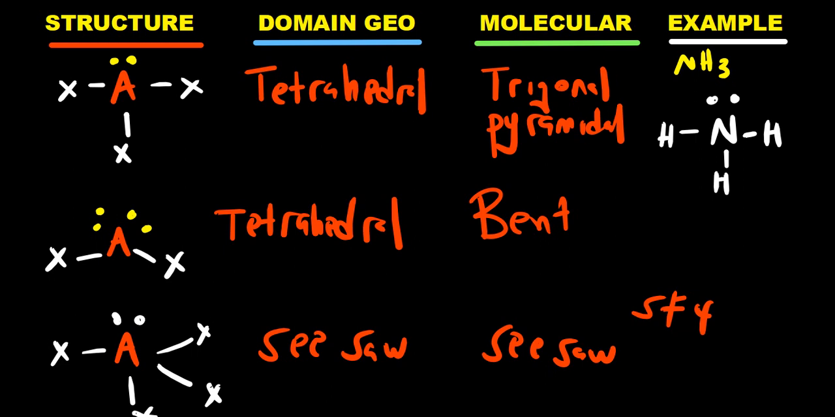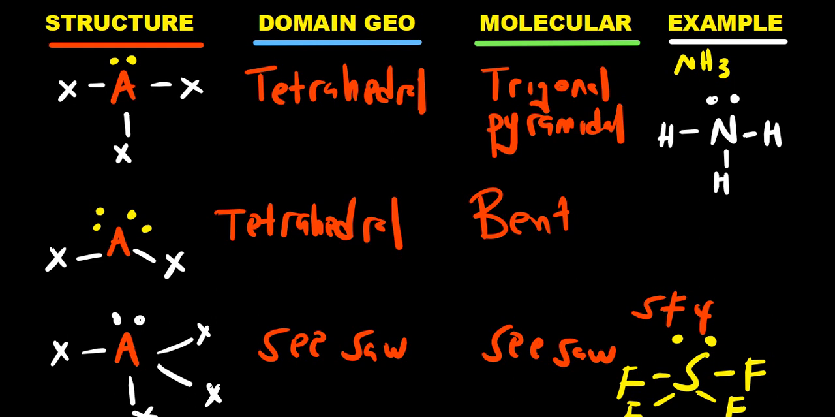So let's put sulfur on. Let's say this is our sulfur. This is connected to F, F, F, and another F. But now here we have a lone pair like that. So that would be a seesaw.